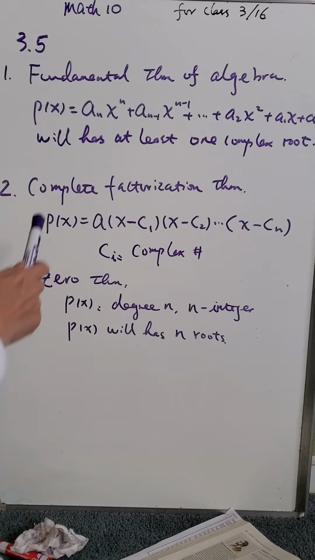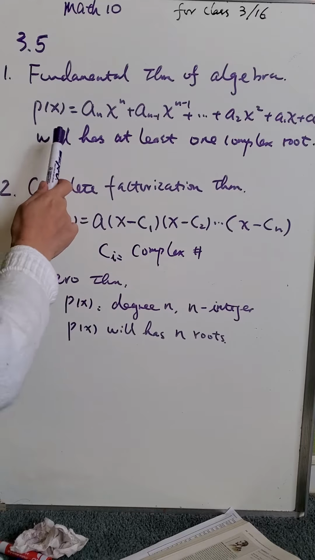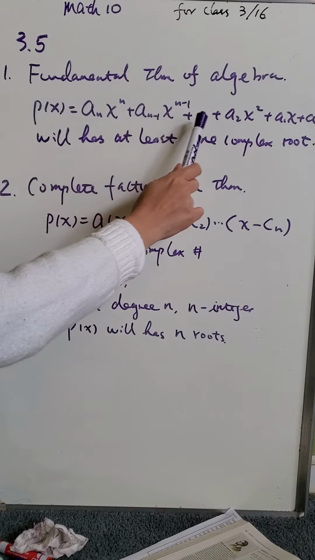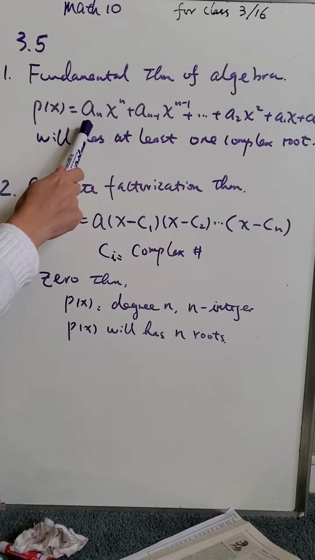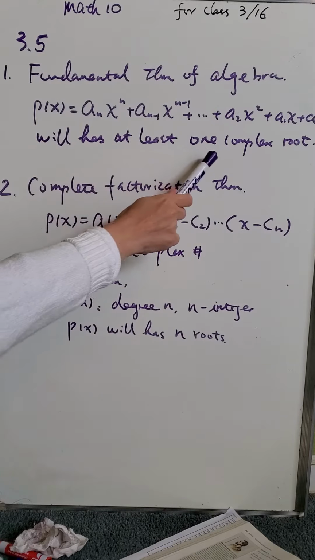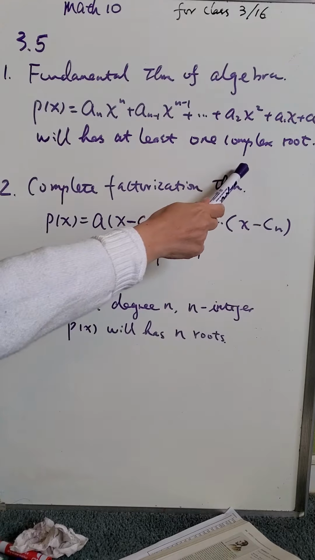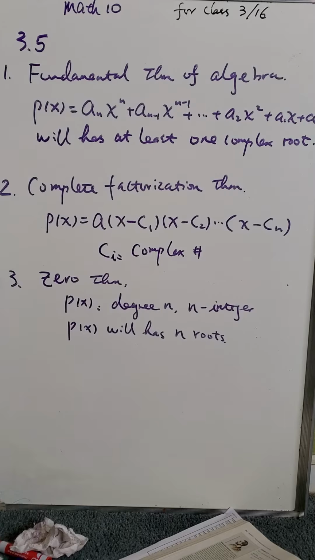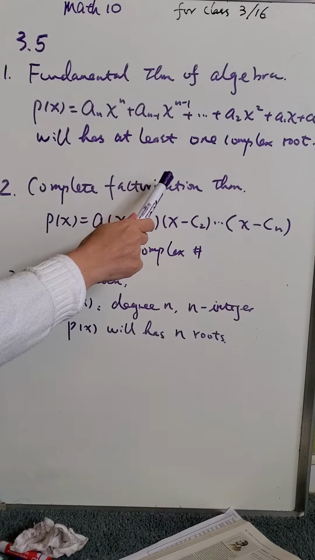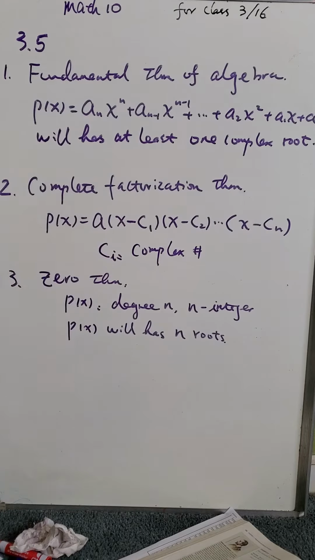The first theorem is called the fundamental theorem of algebra. What this theorem tells you is that if you have a polynomial, okay, this is the polynomial I wrote in the class before, it will guarantee you have at least one complex root. What does a complex root mean? It means the root contains a complex number like i, okay? So we have at least one of them. But real numbers also belong to complex numbers. That means if you just have a real number, that's also okay.